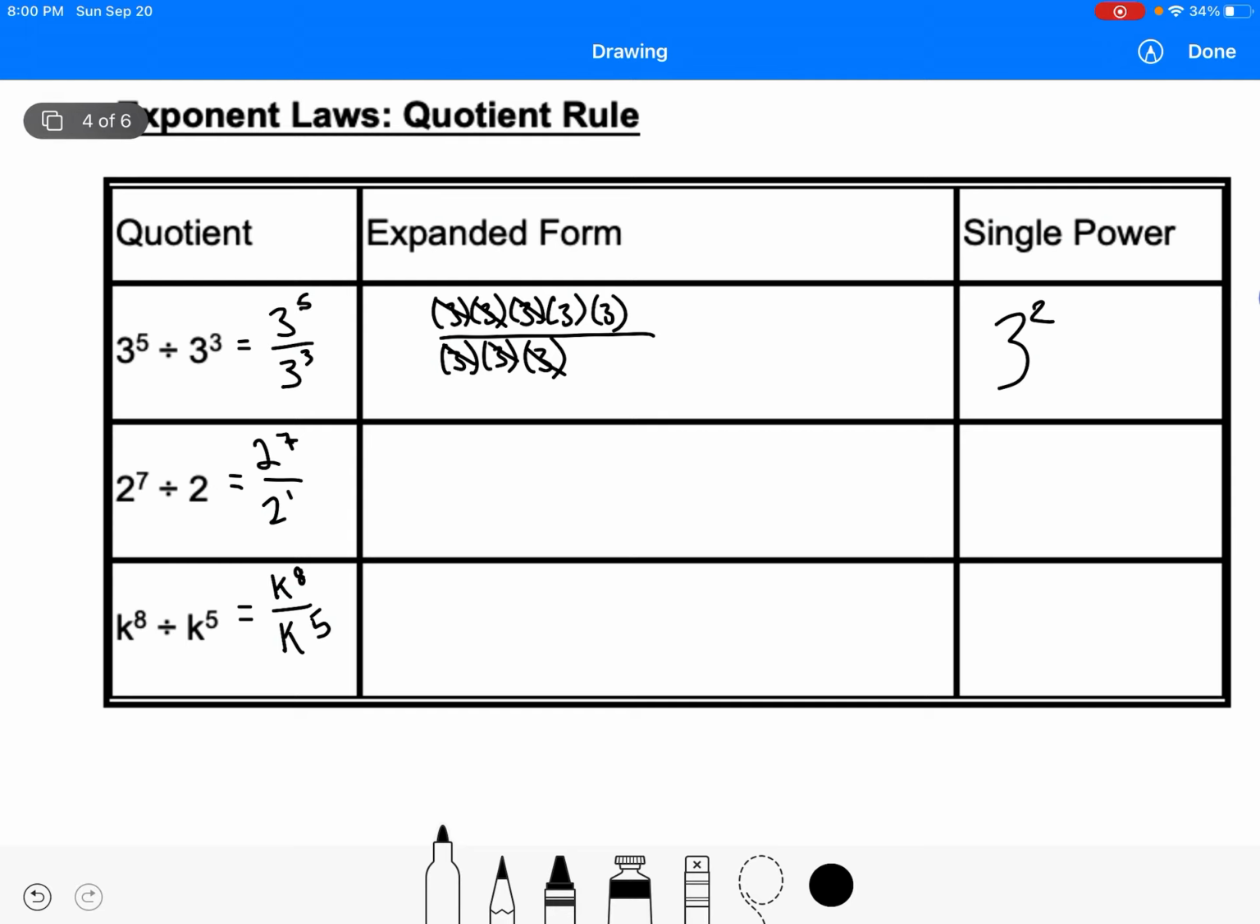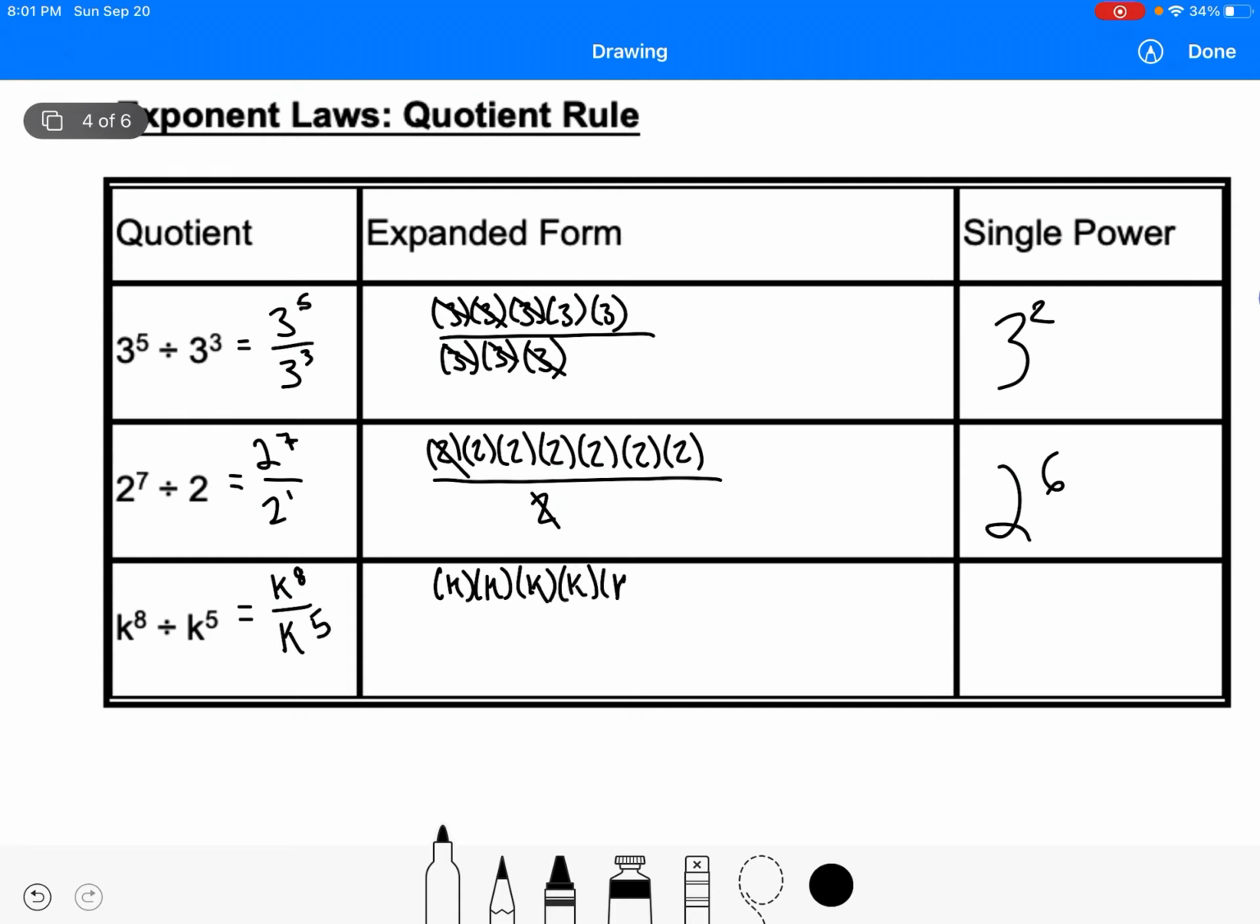Same thing if I did the 2s. Well, I'm going to have 1, 2, 3, 4, 5, 6, 7, all over 1. And that can cancel with just my first one. And I'm left with 2 to the 6. Here, we've got k, 2, 3, 4, 5, 6, 7, 8, all over. Now there's going to be 5 of them here.